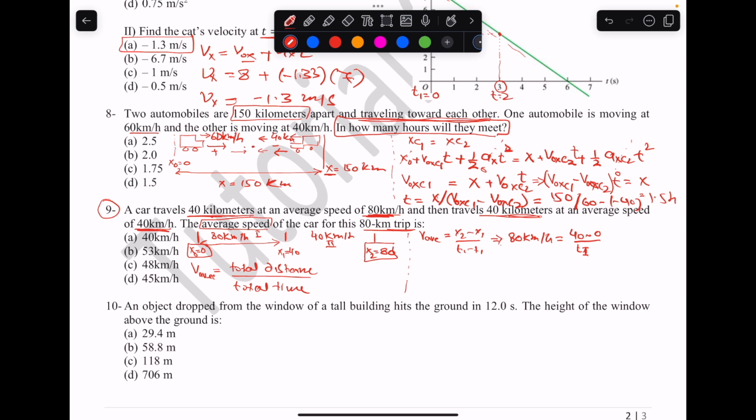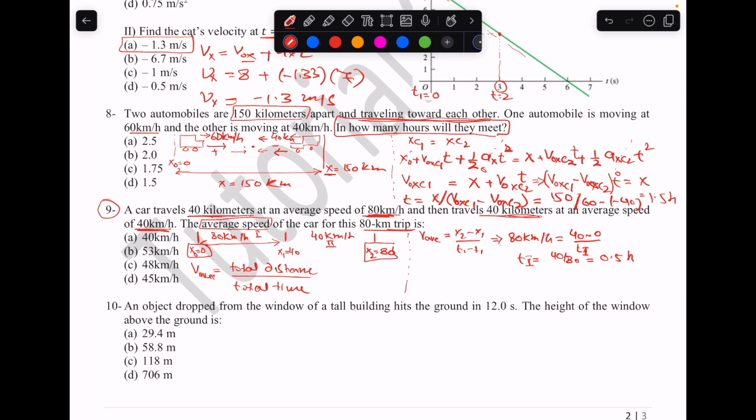So this time t1 is 40 divided by 80, which is 0.5 hours. We got t1 in the first time interval.